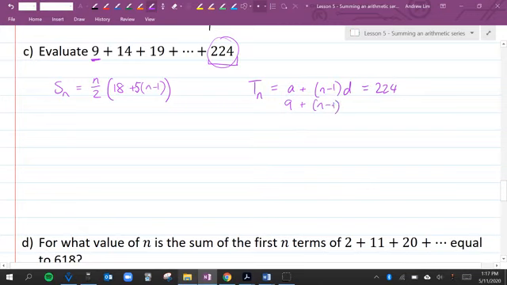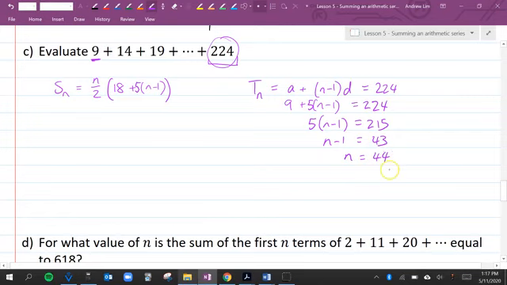And we know d is 5, so I'm just going to put the 5 at the front. And we know that equals 224. And now this just becomes a normal equation for us to solve. So I'm going to subtract 9 from both sides. And that gives me 215. I'm going to divide both sides by 5. That gives me 43. And I'm going to add 1 to both sides to get n, which is 44.